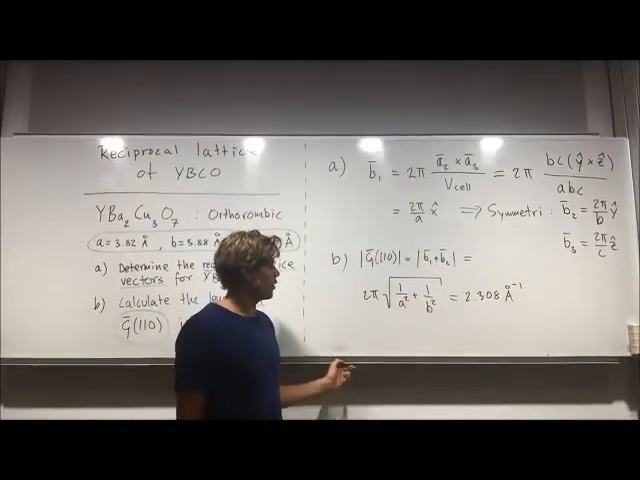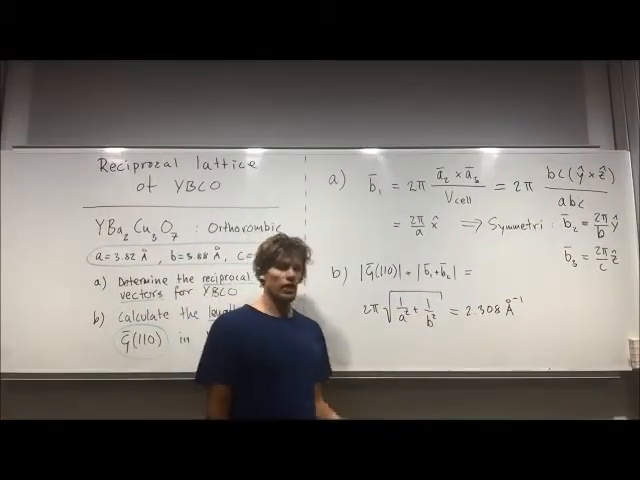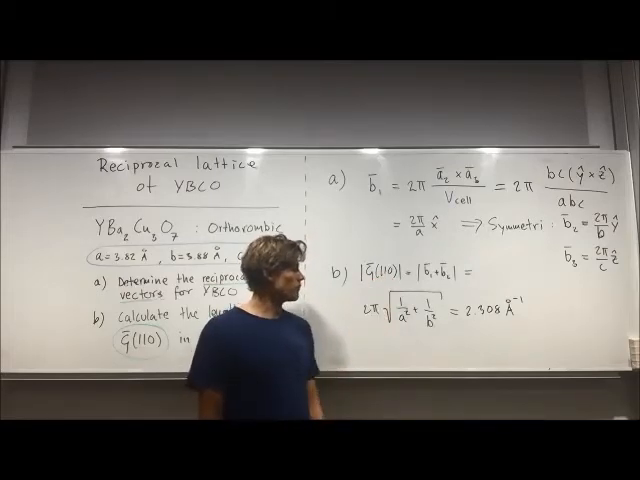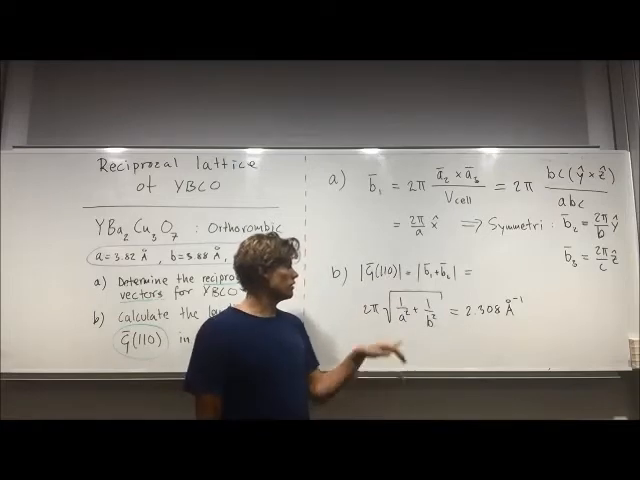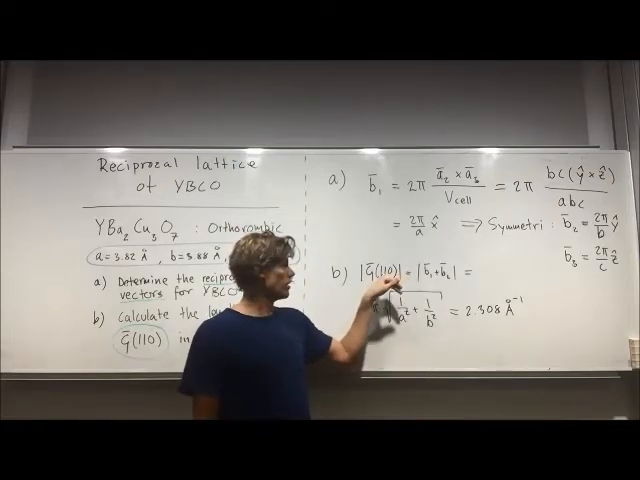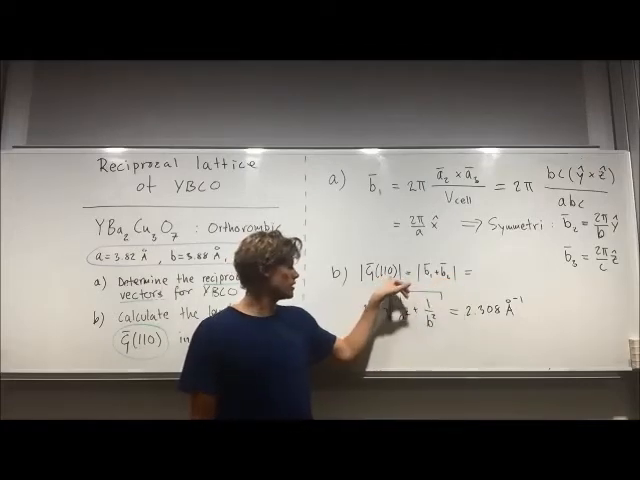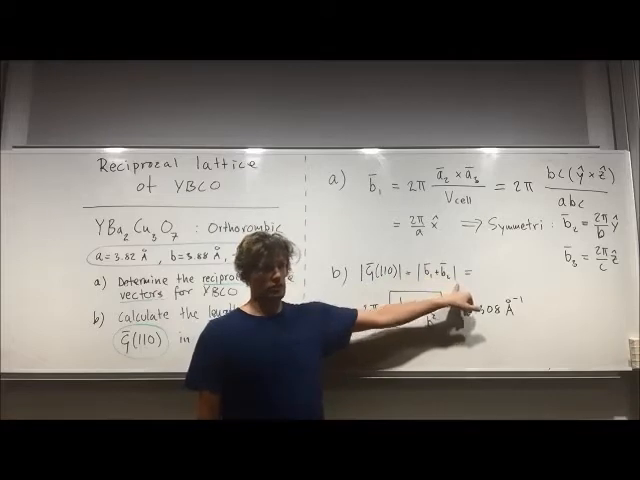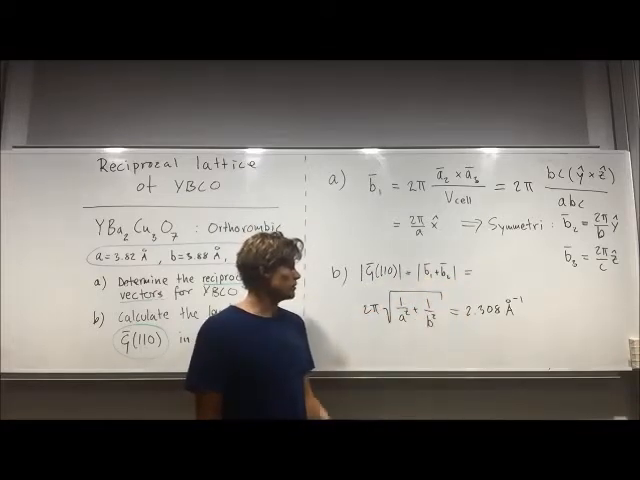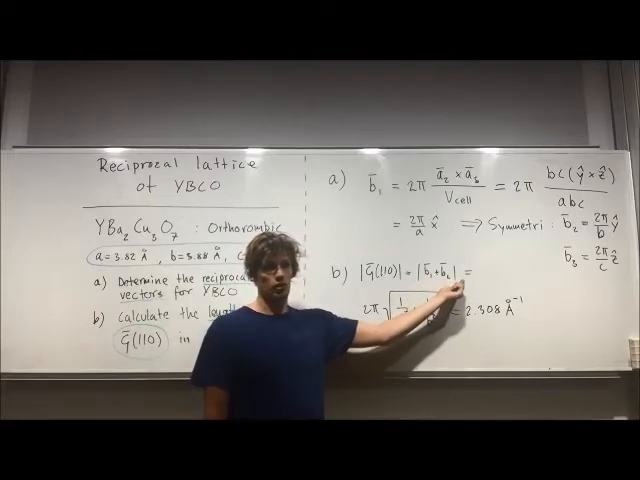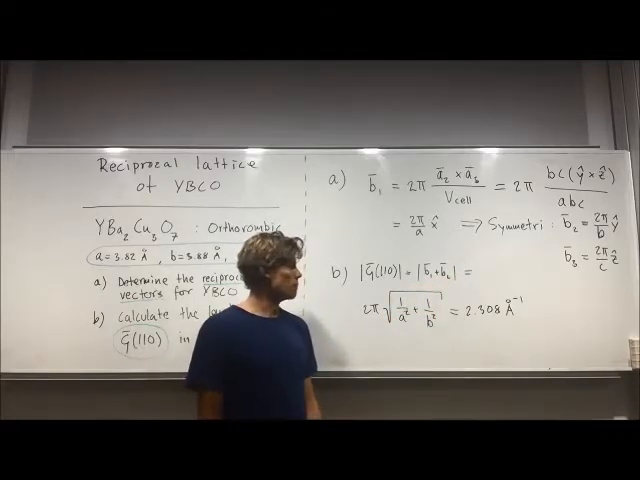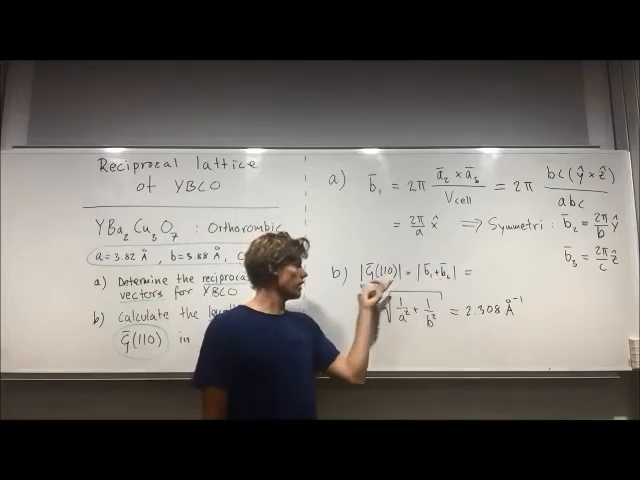The second problem was to calculate the length of the reciprocal lattice vector that has the Miller indices 1, 1, 0. The definition is that you take this number times the first reciprocal lattice vector, plus this number times the second reciprocal lattice vector, and this number times the third reciprocal lattice vector. So you have 1 here, and then the 0 cancels the b3. And the length of this vector would be the length of that.